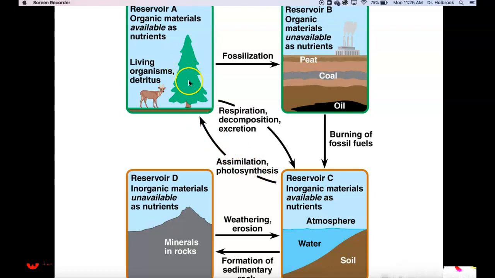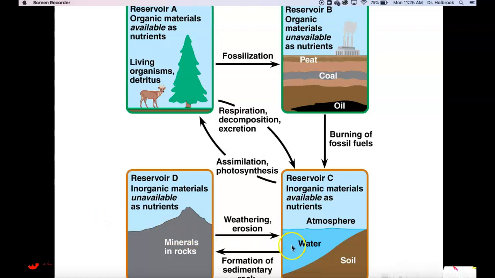But then remember, the plant is also going to release more carbon dioxide when it does cellular respiration, just like this deer right here also releases carbon dioxide when it does cellular respiration. So this is showing you right here carbon dioxide available.